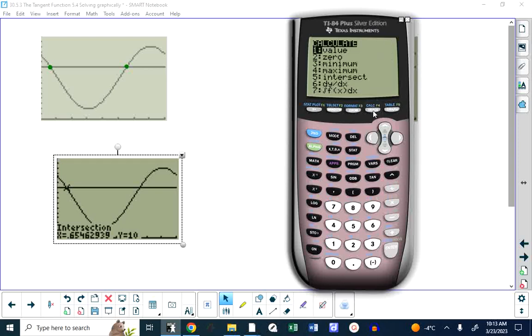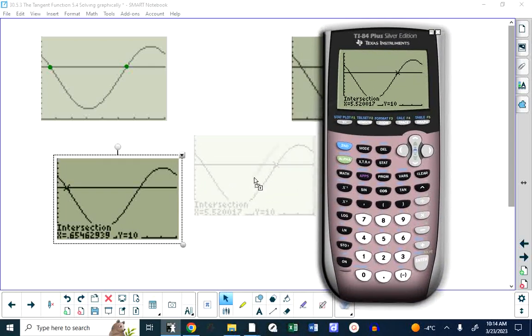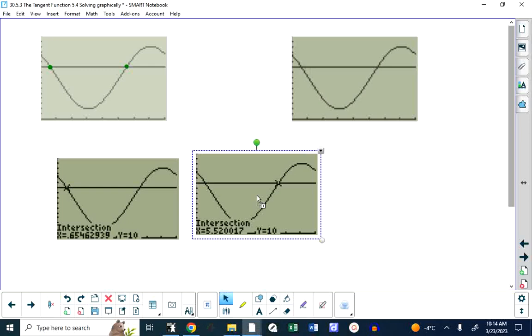Does this work? Intersect. Left. Oh, it's first. Forget about what I was going to tell you. It doesn't. It only works for zeros. I do have to scroll, I think. I don't think there's another way to get over there. No. You do have to scroll just so you're closer to the other curve. There's your other one. Are we okay with finding those?